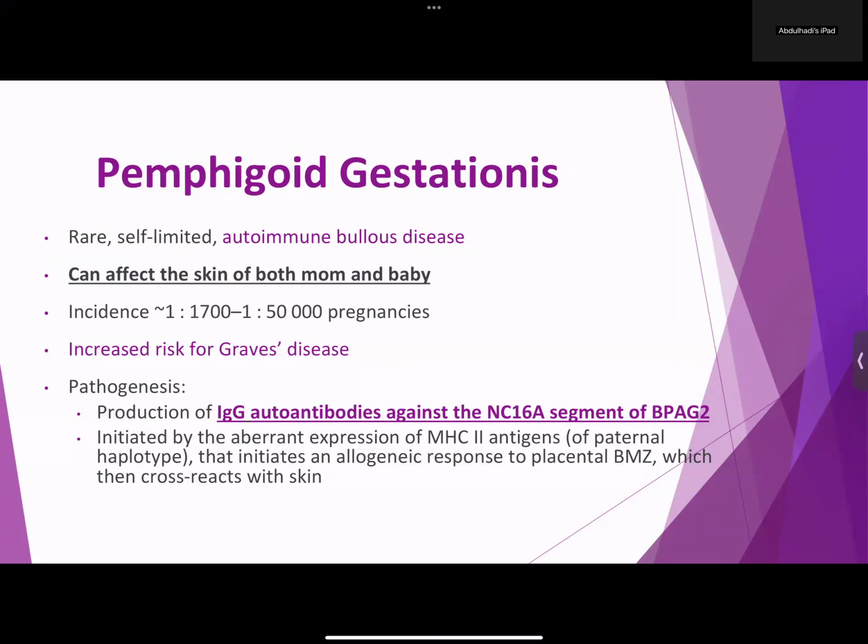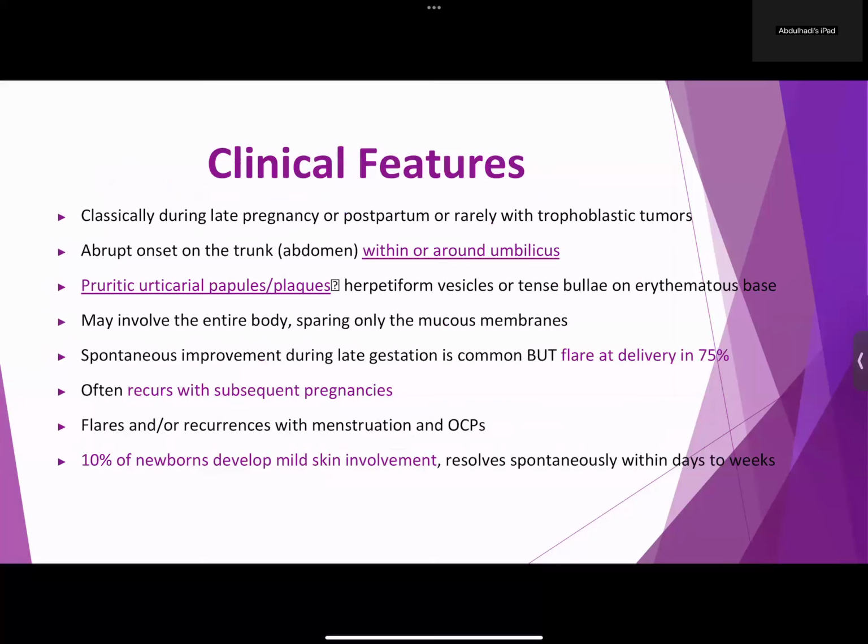Number one is they can ask about if the mom is at risk of anything, and the answer is yes. She is at risk of increased possibility of developing Graves' disease. The second question is they can ask about what finding you will find on the DIF. It is exactly similar to bullous pemphigoid. So IgG antibodies against the NC16A segment of bullous pemphigoid antigen 2.